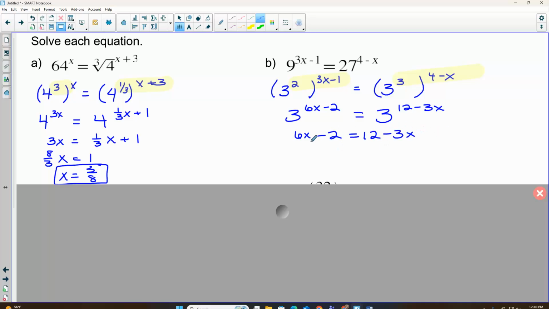So if I add over my 3x, I get 9x. If I add over my 2, I get 14. So x is 14 over 9. How do you check it? You go back to the original and you just plug in both sides. So like, I would type in 9 to the minus 1. And then I do the other side.